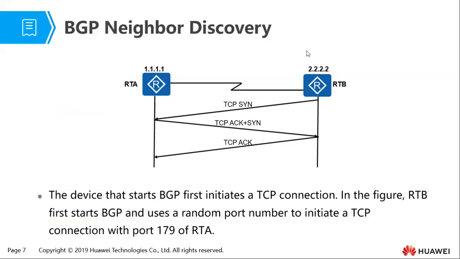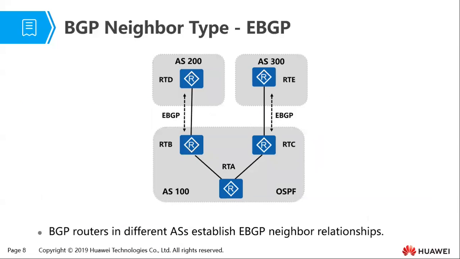Okay, so let's move on and now look at the neighbor relationships in BGP. Now we have two neighbor types. So, BGP neighbor types. Number one is called EBGP. Number two is called IBGP.